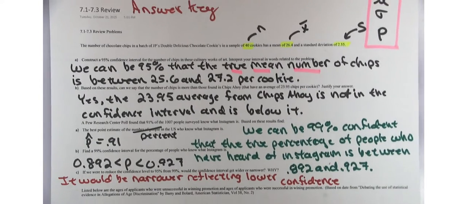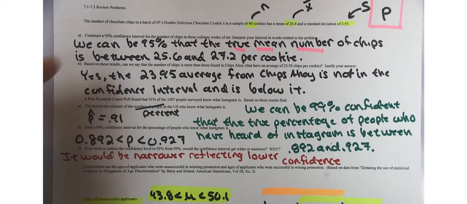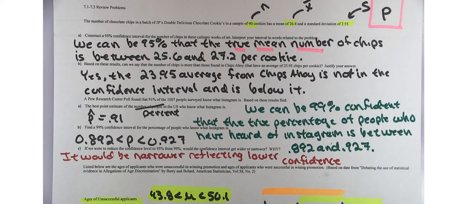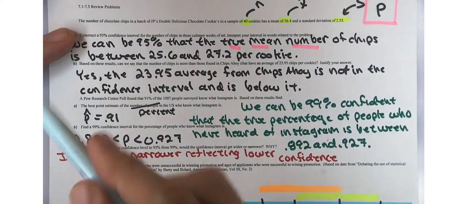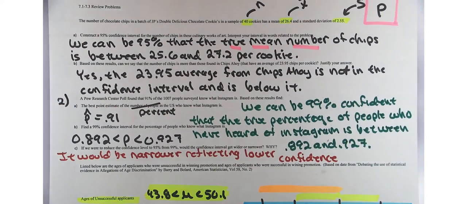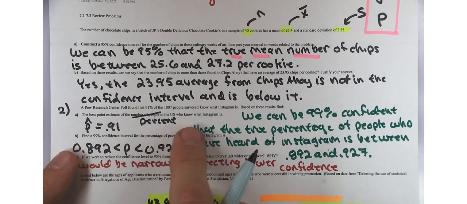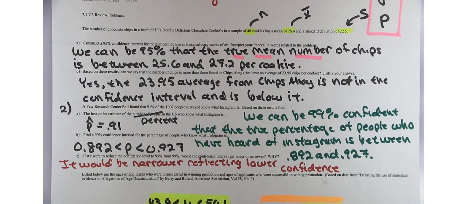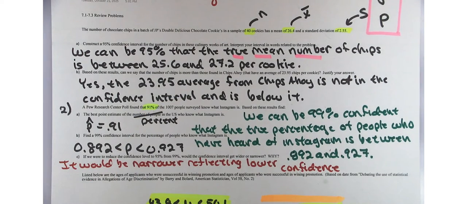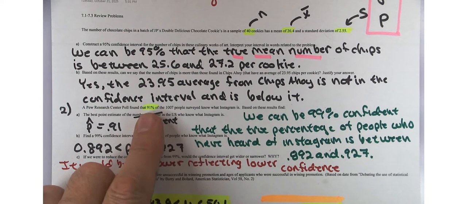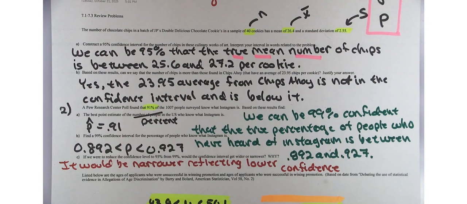I got a lot of questions when we were going through this about number 2, part A. That would be this one right here, number 2. In part A, they're just asking for the best point estimate of the percentage of people who know what Instagram is. Well, here's the secret: it's right there. There's your best point estimate. That's your best guess. It's just one number. Now, if you wanted to be a little bit more confident about where this number could be, then you're going to surround it with a confidence interval.